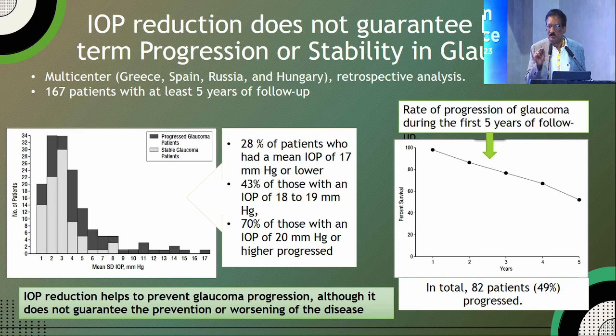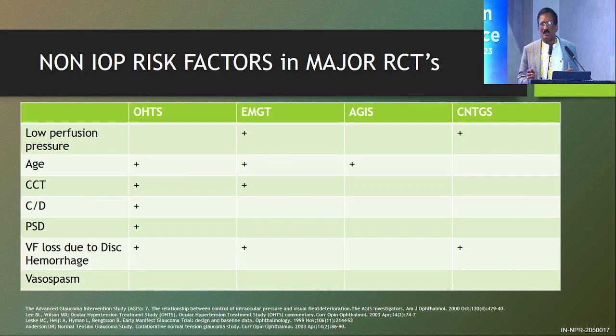That means intraocular pressure is not always contributing to the total inhibition of ganglion cell loss. So, though intraocular pressure is very important, we should concentrate and see other things where the patient is progressing beyond the intraocular pressure. We know the landmark studies about OHTS, EMGT, AGIS and corroborative normal tension glaucoma studies. All this says that low perfusion is a significant risk factor. At the same time, age is a very significant risk factor.